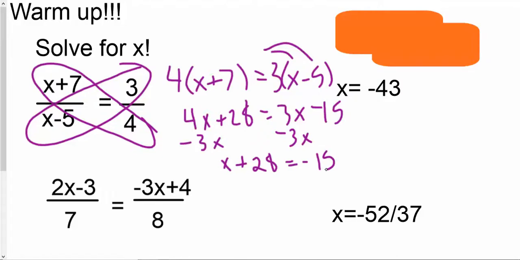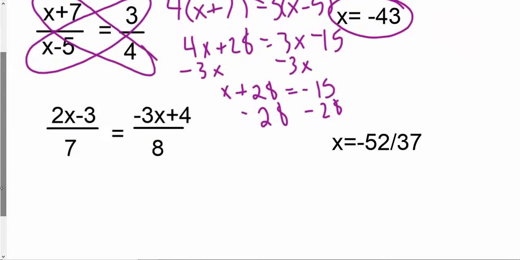And then now we need to undo adding 28. So we're going to subtract 28 from both sides. And this gives me x equals negative 43. For the second one, we cross multiply again.